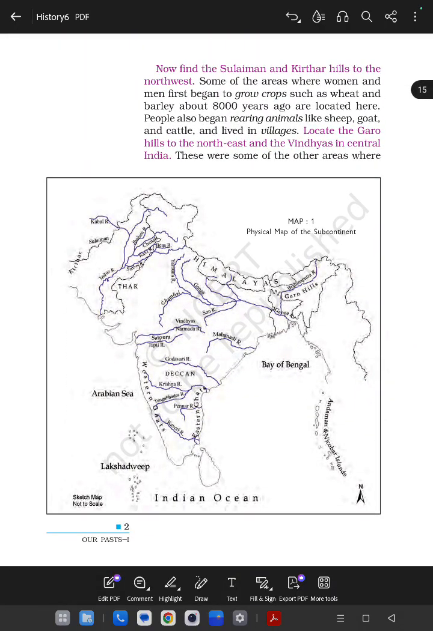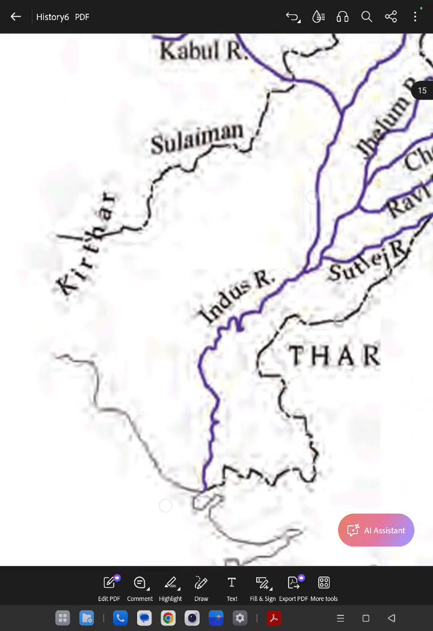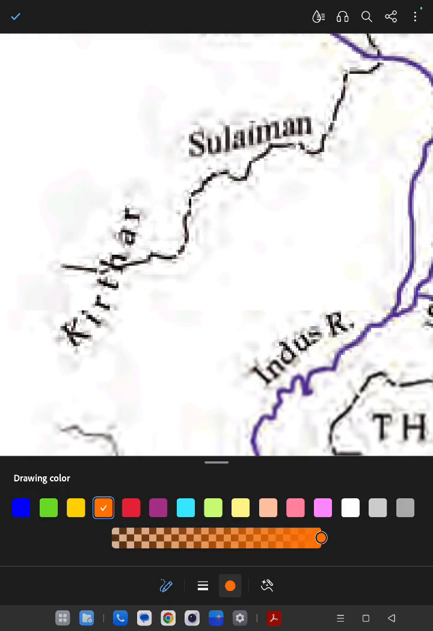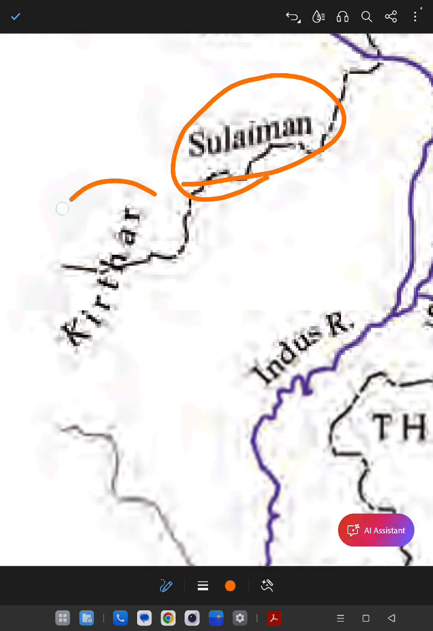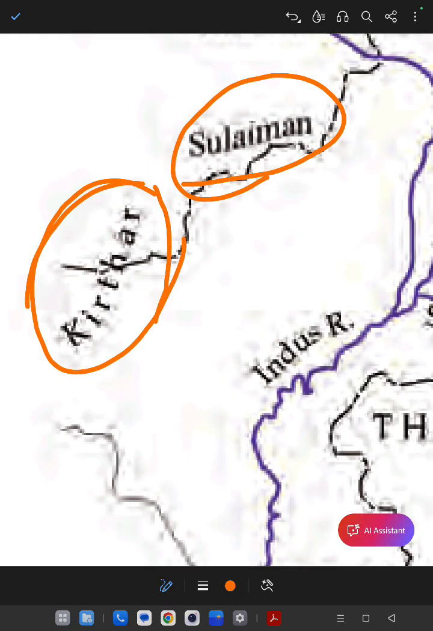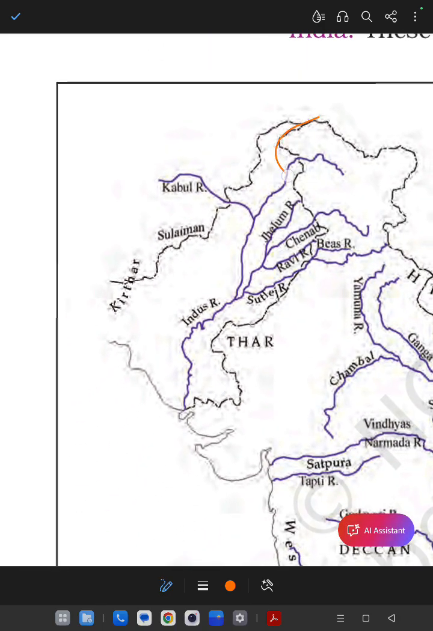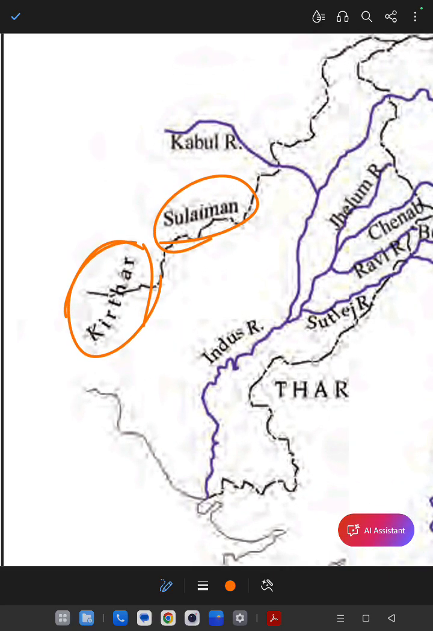now find the Suleiman and Kirthar hills to the northwest. Okay, to the northwest. See here, the image has already been given. We have the Suleiman and the Kirthar hills. You can see here that it is in the range of the Pakistan province. So this is the Suleiman and Kirthar.